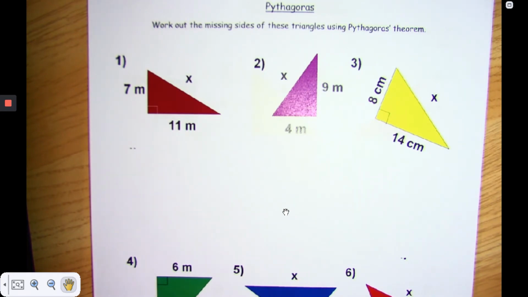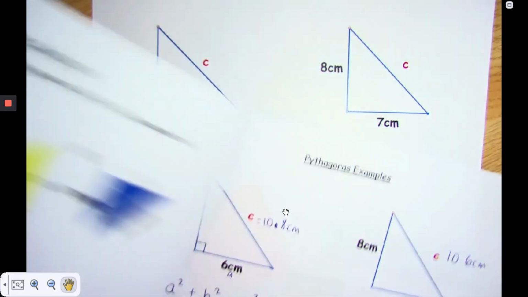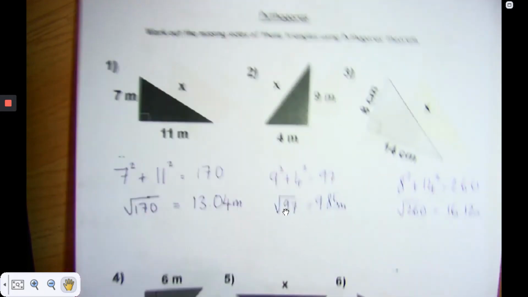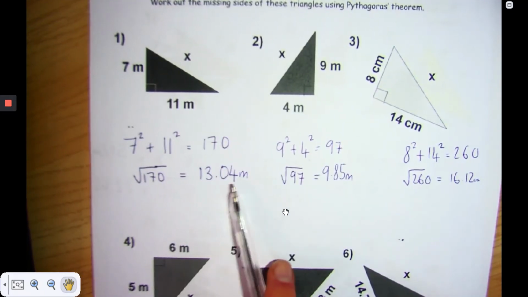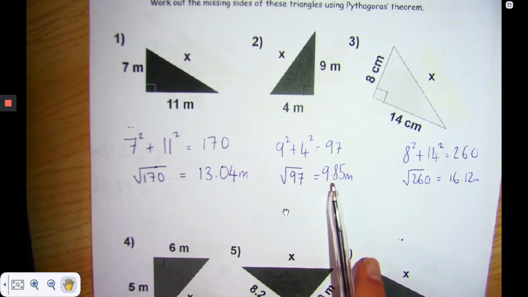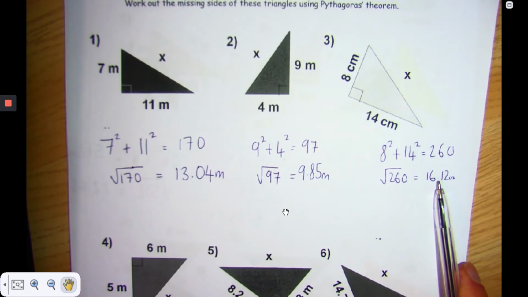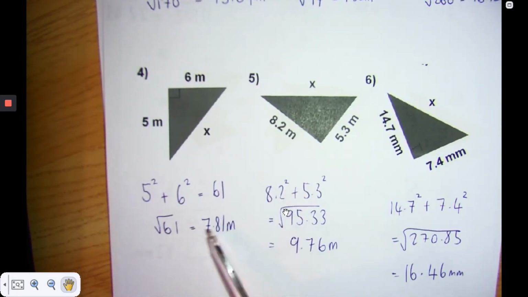Now, the answers. So for number 1, we should have got 13.04 meters. For number 2, 9.85 meters. For number 3, 16.12 centimeters. For number 4, 7.81 meters. Number 5, 9.76 meters. And the last one, 16.46 millimeters.